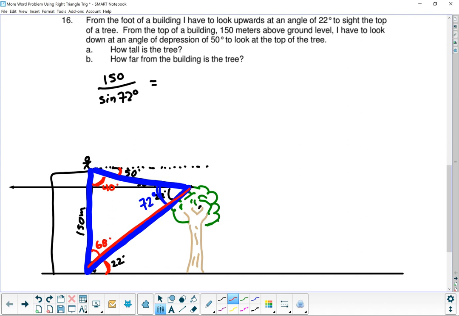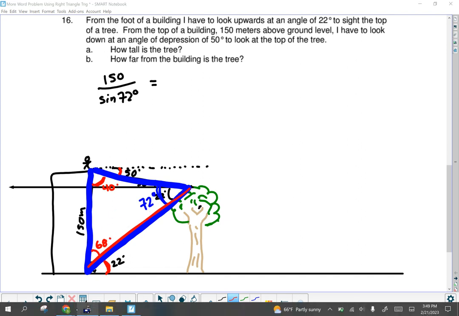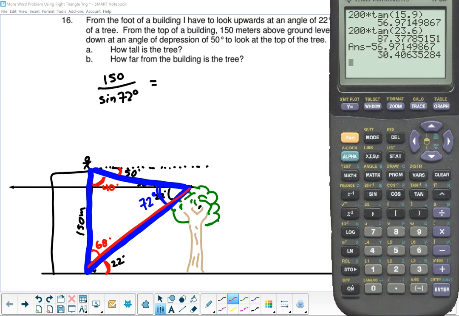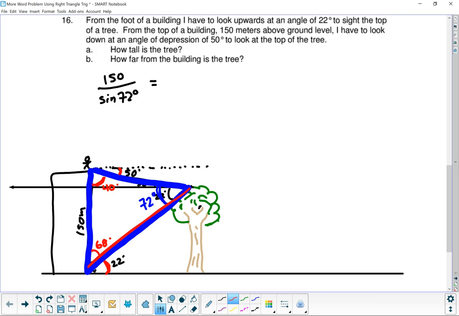I bet if you add all these angles together, you get 180. Let's just try it out. We got 68 plus 40 plus 72. There you go, 180. So inside that blue triangle is 180, just like we knew.